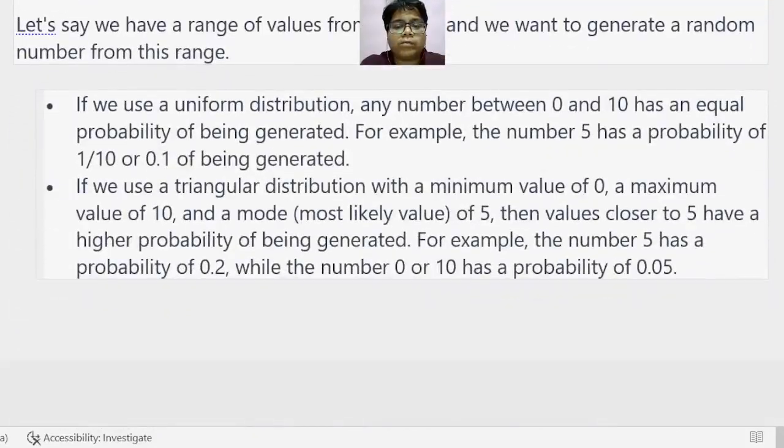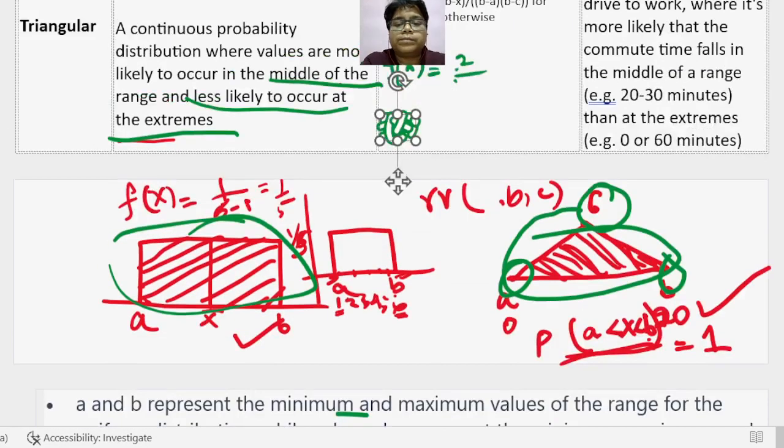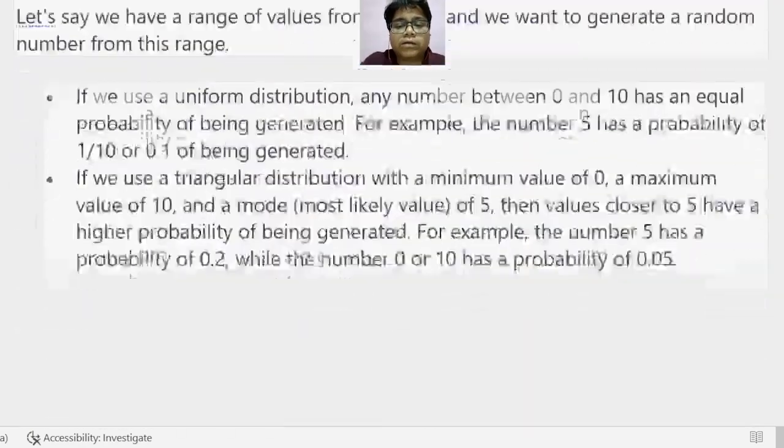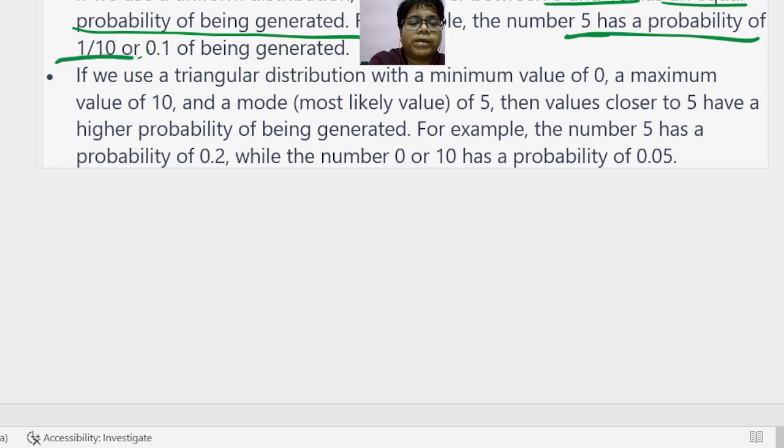Let's understand one more example. Any number between 0 and 10 has an equal probability of being generated. So number 5 has a probability of 1 by 10 of being generated. Similarly, number 7 also has the probability 1/10.